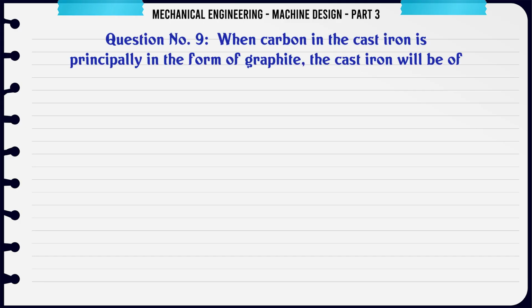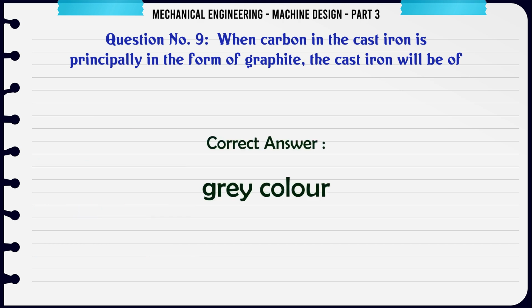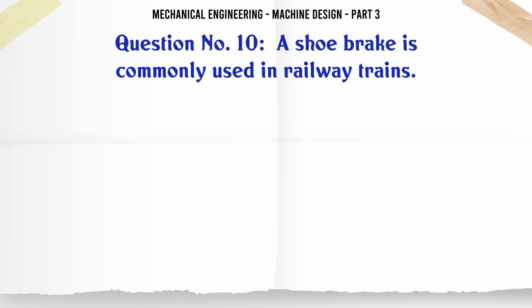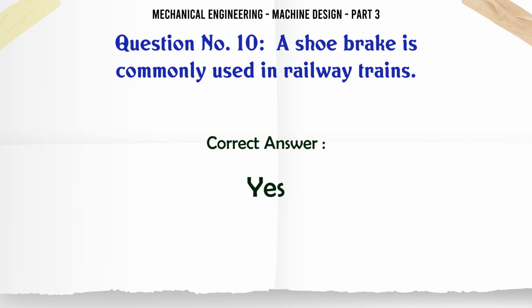When carbon in the cast iron is principally in the form of graphite, the cast iron will be of A. gray color, B. white color, C. yellow color, D. brown color. The correct answer is gray color. A shoe brake is commonly used in railway trains. A. Yes, B. No. The correct answer is yes.